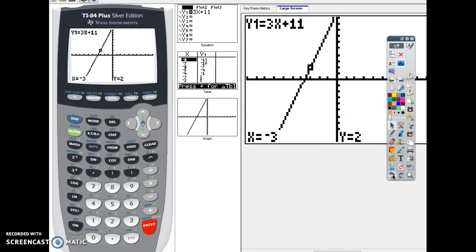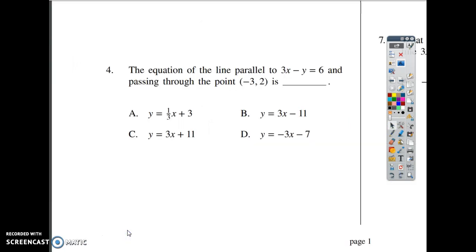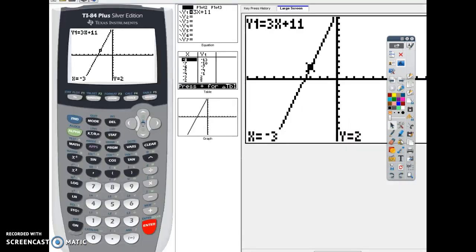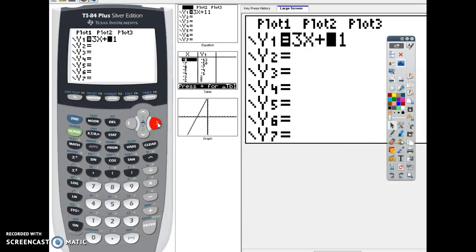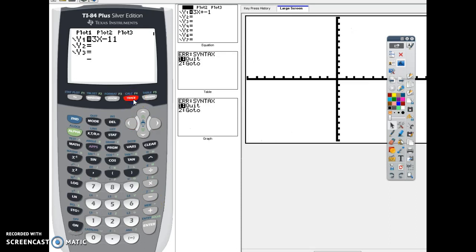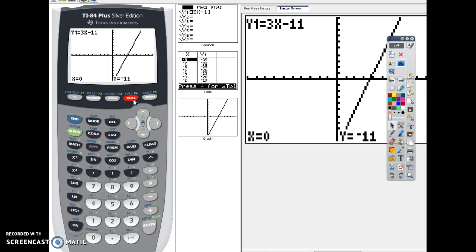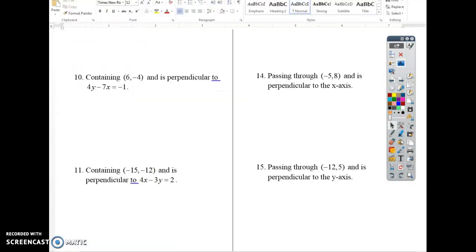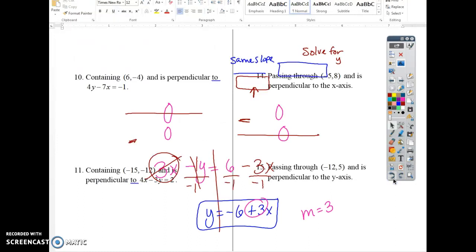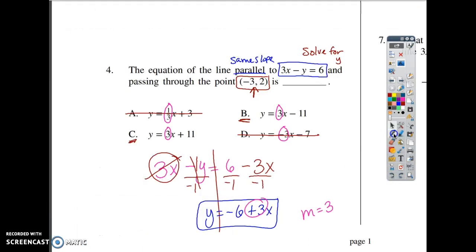So let's say we would have tried the other one first. That was 3x minus 11. Y equals 3x minus 11. Trace. And then you do negative 3, enter. It does not give you 2. So that's not the answer. So see how easy we can find the answer without having to do all the work. This one's not it. This one's it. And that's how I expect you to do it tomorrow.